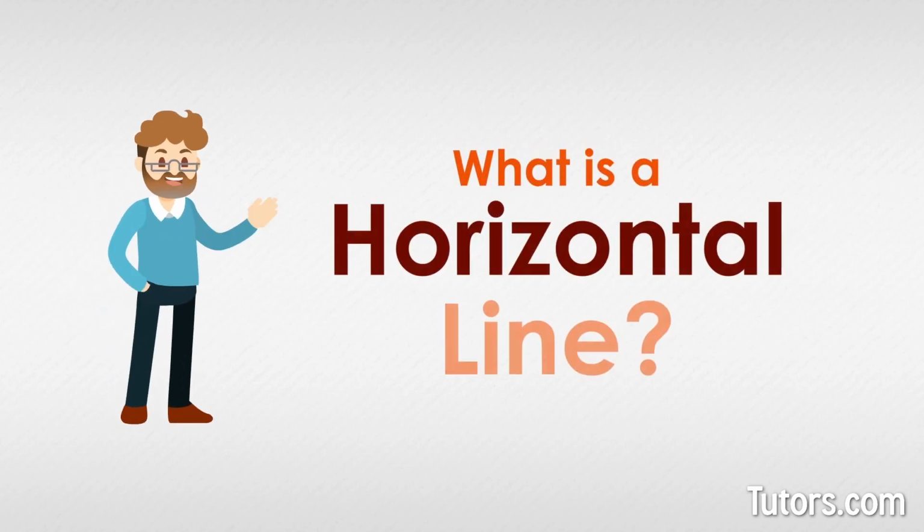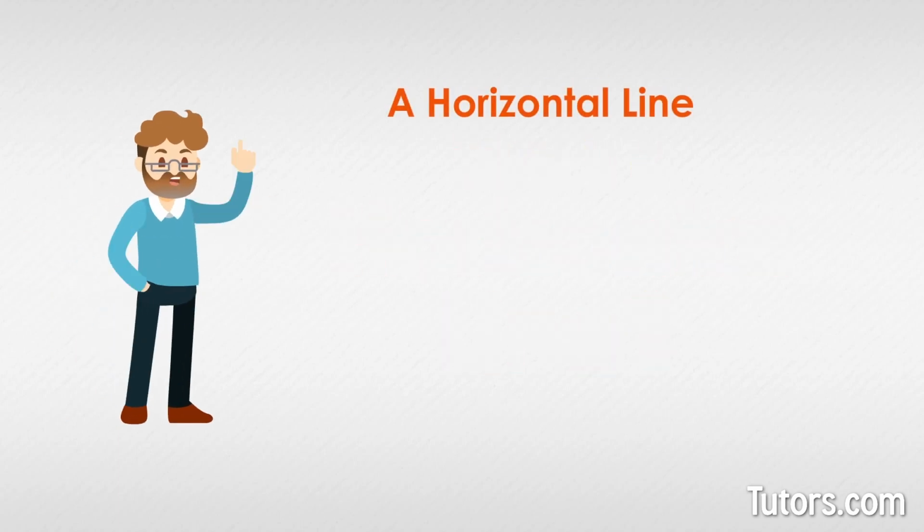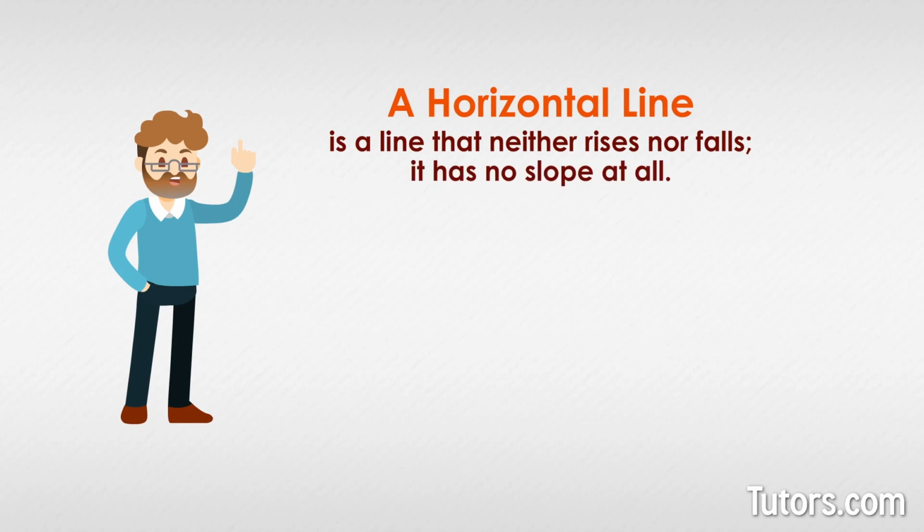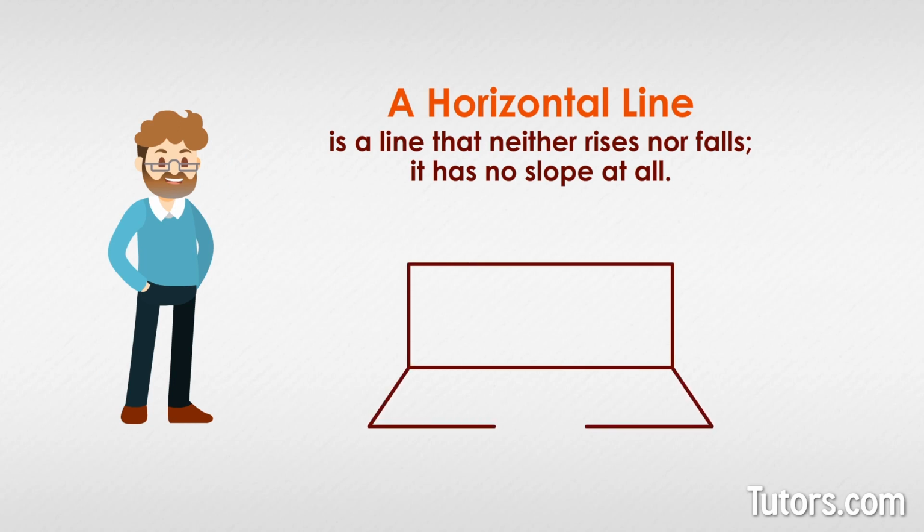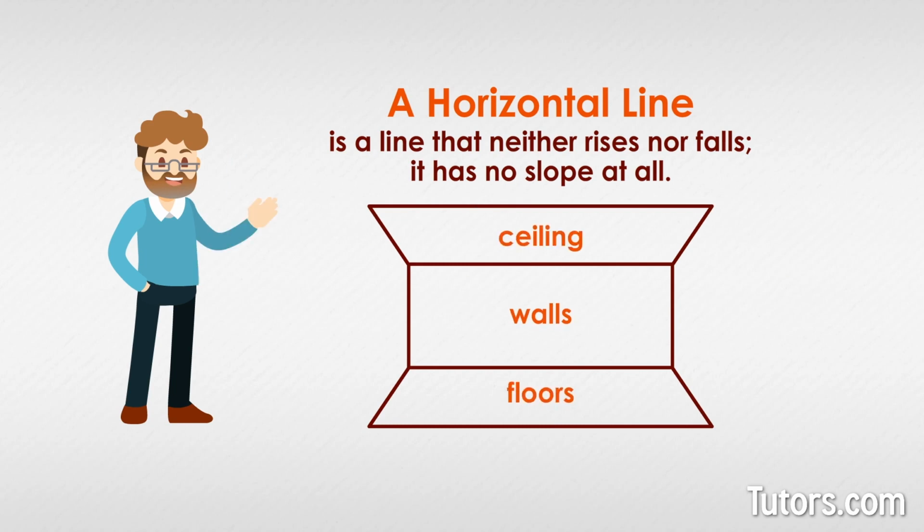What is a horizontal line? A horizontal line is a line that neither rises nor falls. It has no slope at all. Horizontal lines are all around you because humans have learned to make right angles for our walls, floors, and ceilings. The intersection of the two planes of your room's flat ceiling and straight wall is a horizontal line. The intersection of your room's floor plane and wall plane is also a horizontal line.